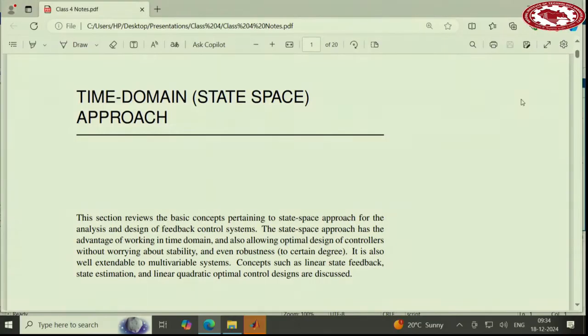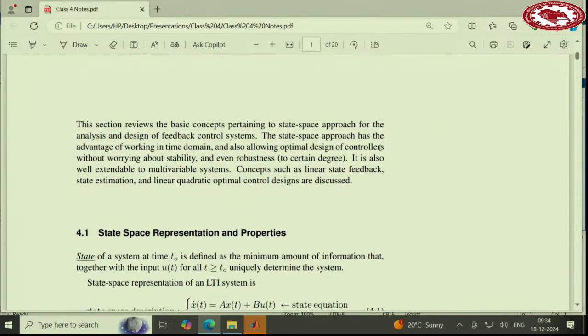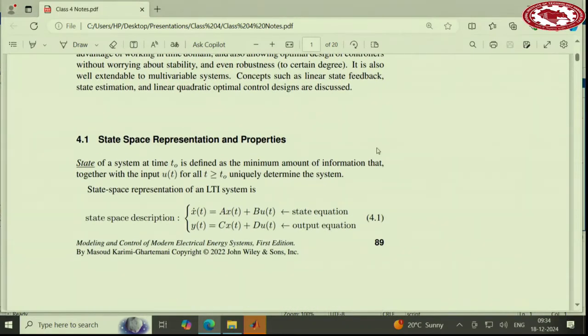Good morning, everyone. So yesterday we talked about the frequency domain approach. Now we will talk about the time domain or state space approach for control systems. Let's start with definitions. The central definition for this approach is the concept of a state. Instead of the Laplace transform or S variable, the central point here is the state.